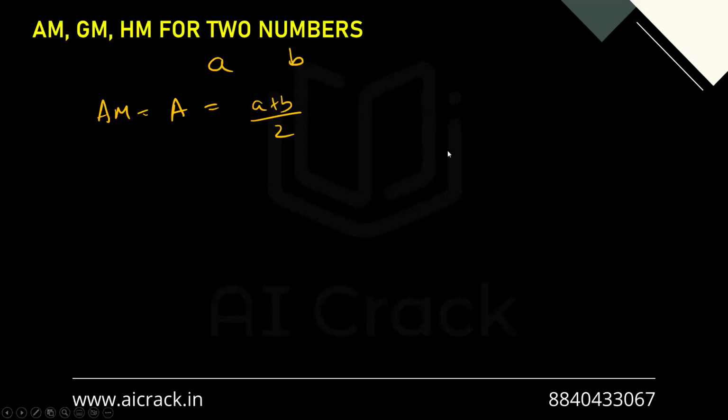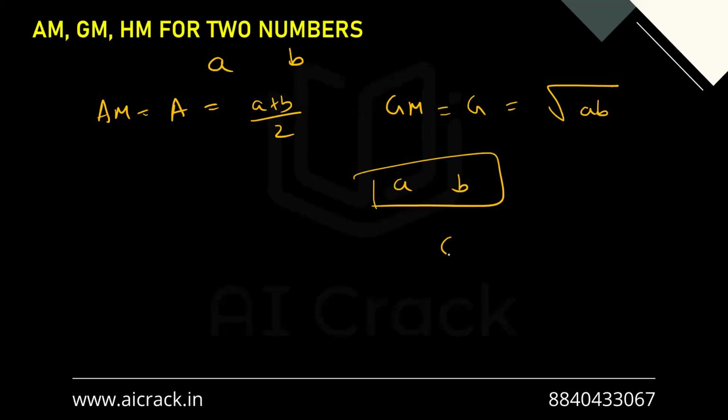Now let's talk about the second one, that is GM, the geometric mean. Let's represent that by capital G. This is defined as under root of ab. Now here's one important thing. If a and b are both positive, G would be under root ab, simple. If a and b are both negative, in that case G would be minus of under root ab.